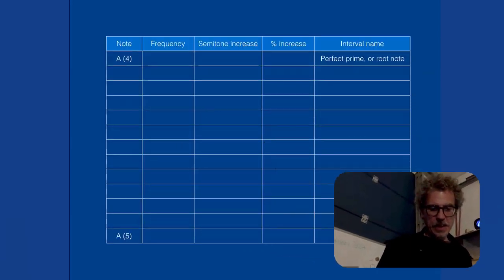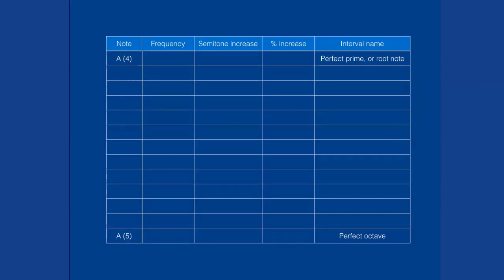Now, in Western music, between the two notes of an octave, there are another 11 notes. So we'll start with the A. That's the A. 1, 2, 3, 4, 5, 6, 7, 8, 9, 10, 11, 12. And we've reached the octave.